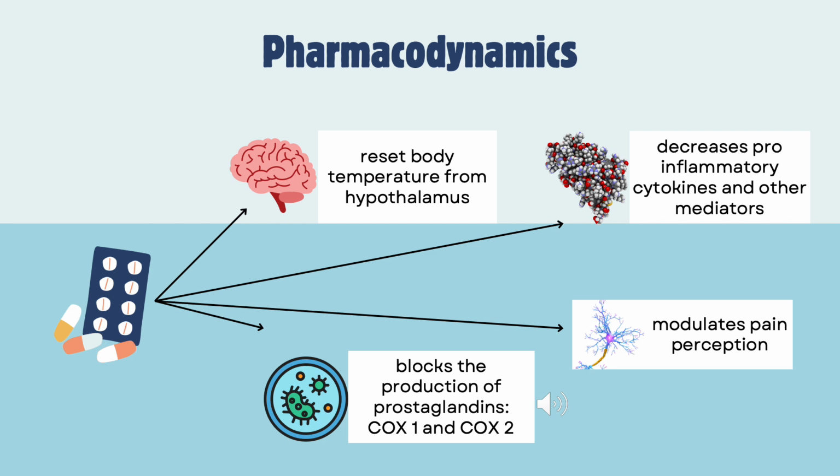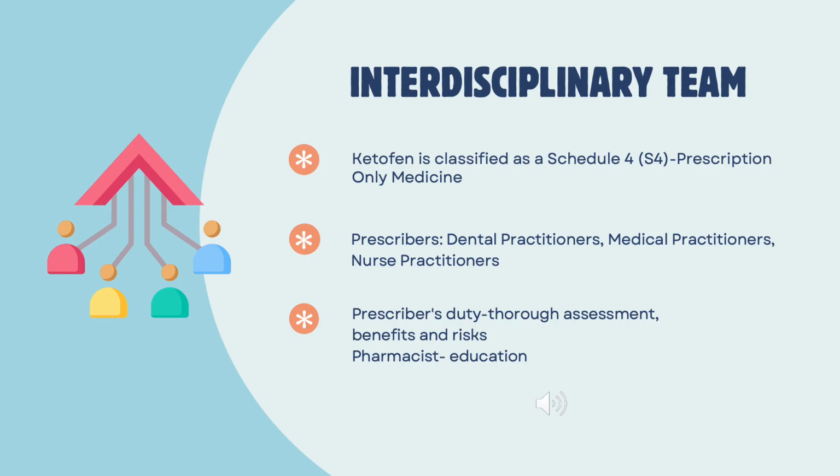The antipyretic effect is due to action on the hypothalamus, resulting in an increase in peripheral blood flow, vasodilation, and heat dissipation. KETOFEN is classified as a Schedule 4 medication under the Poisons Standard. This indicates that it is available only by prescription. Patients need to obtain a valid Australian prescription from a medical, dental, or nurse practitioner.